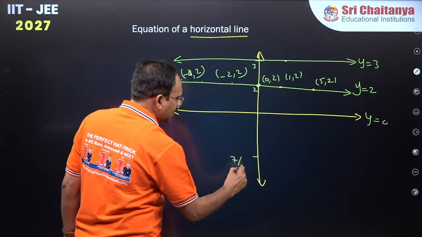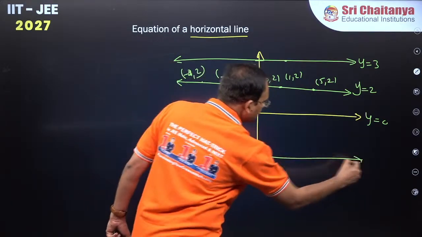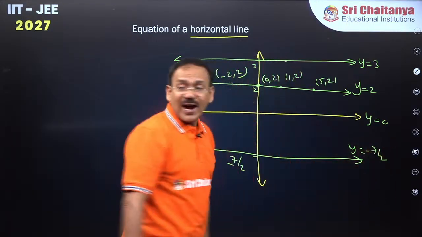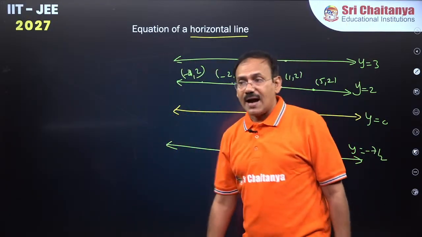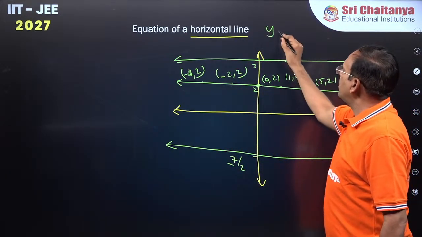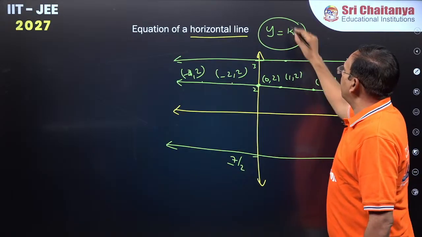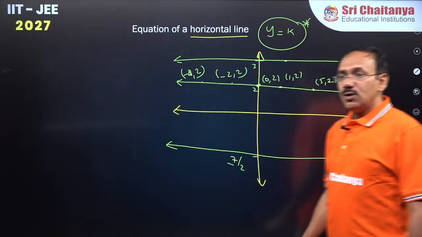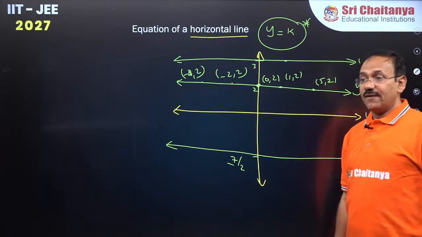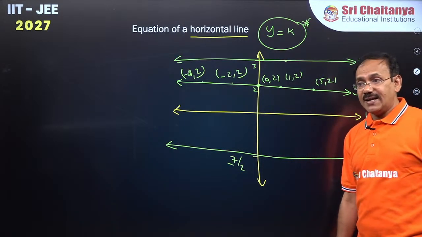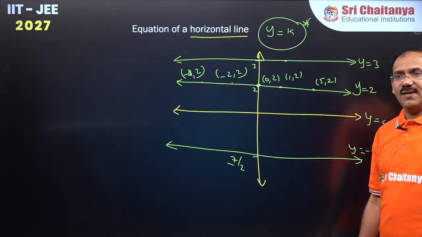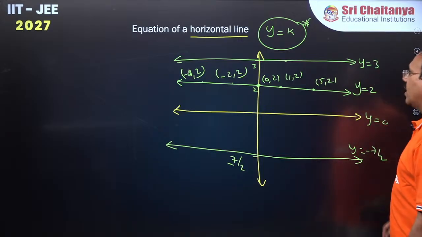Suppose it is -7/2, you can take this horizontal line as y = -7/2. Finally, can I conclude that, dear students, the equation of any horizontal line will be like y = some number? Can I say this? You take the equation of any line which is parallel to the x-axis. We call these horizontal lines. Can I take it as y = some number? Clear, everyone? Very good, nice.